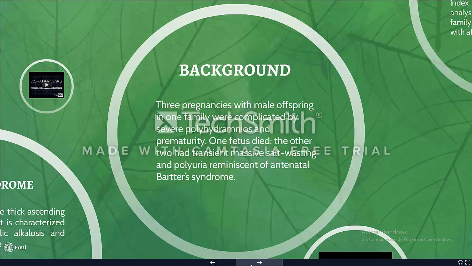In the background, there were 3 pregnancies with male offspring in one family that were complicated by severe polyhydramnios and prematurity. One fetus died, the other one had transient massive salt wasting and polyuria reminiscent of antenatal Bartter syndrome.